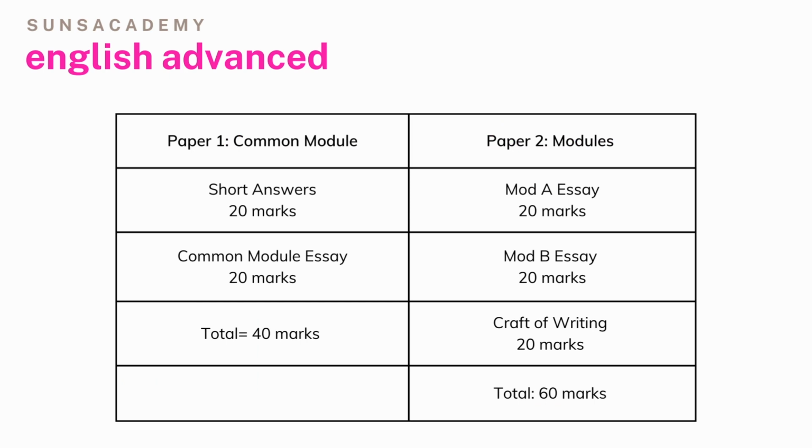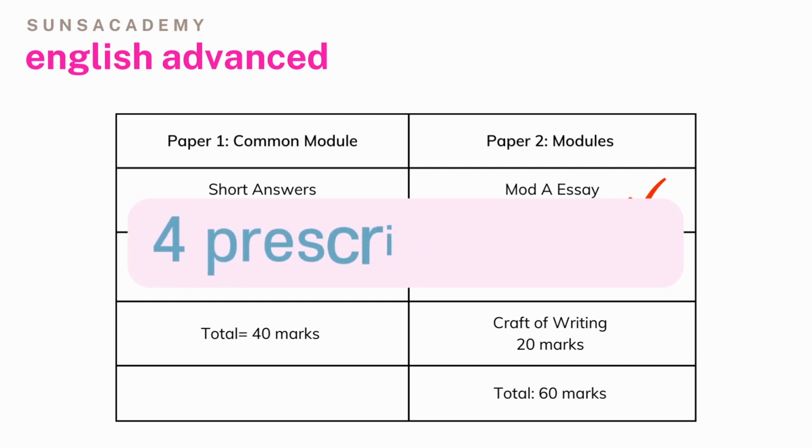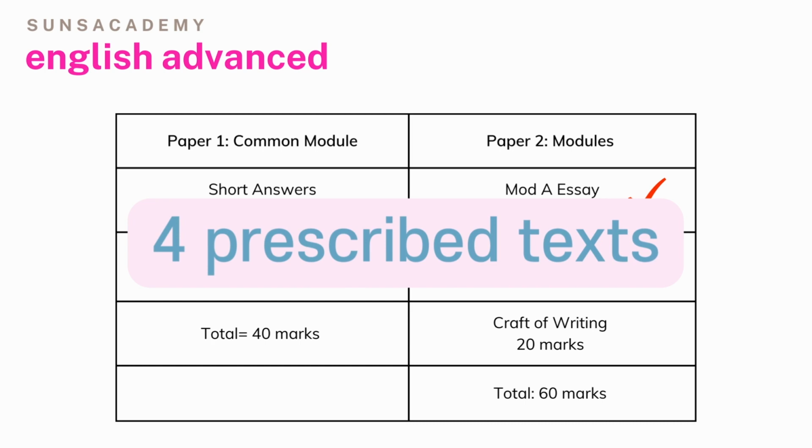Now let's have a look at English Advanced. English Advanced is divided into Paper 1 and Paper 2. Paper 1 is the common module that is made up of 20 marks of short answer responses and an essay that is worth 20 marks. In Paper 2, it is divided up into Module A, B, and C, each section worth 20 marks. Throughout year 12, students will study 4 prescribed texts that they'll need to write an essay on for the common module, Module A, and Module B.